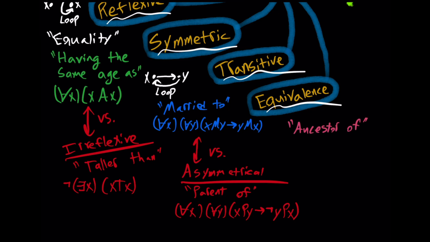That's transitive because, for example, if a grandparent is an ancestor of a parent and a parent is an ancestor of a child, then that grandparent is an ancestor of that child. Or consider the example taller than. That's transitive because if Tom is taller than Bob and Bob is taller than Stephen, it then follows that Tom is taller than Stephen. And we could symbolize taller than.